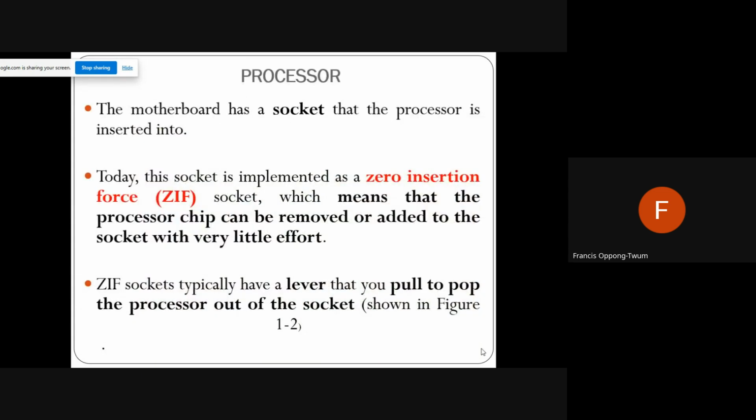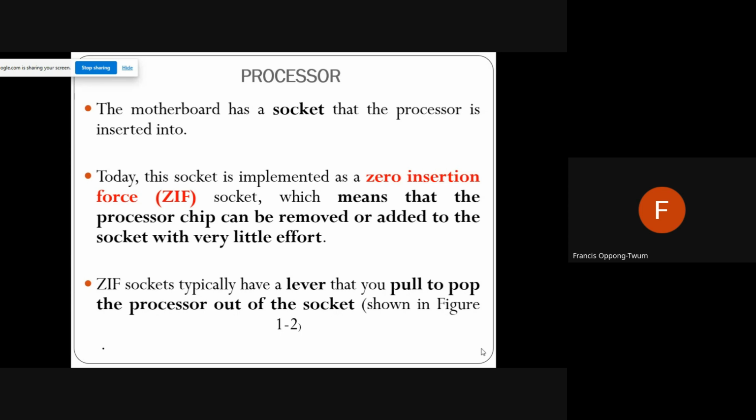We are seeing that the motherboard also has a socket that the processor is inserted into. So if you take the motherboard, the processor is put into a socket. How do we put the processor into that socket? We put it in by using what we call the zero insertion force. In short we call it the ZIF socket, which means that the processor chip can be removed or added to the socket with very little effort. So anytime you want to install your processor onto the motherboard, you are going to do this with the zero insertion force.